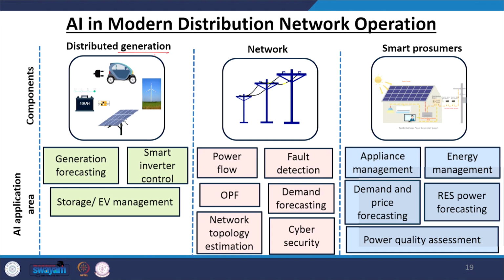In the distributed generation area, you can do generation forecasting, smart inverter control, or storage and EV management. For network purposes, you can solve the power flow problem, fault detection, the OPF problem, demand forecasting, network topology estimation, and also ensure cyber security through AI tools. For smart prosumers at the consumer level, you can do appliance management, energy management, demand and price forecasting, renewable generation forecasting, and power quality assessment with the help of AI tools.